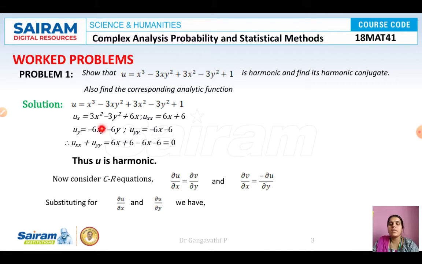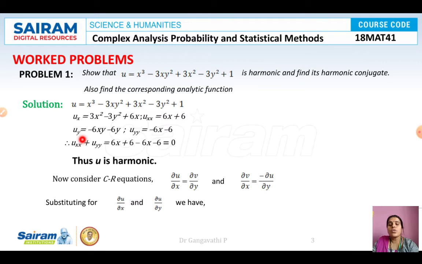So u has been given for us. Find ux. Differentiation of x cube is 3x square, differentiation of 3xy square gives 3y square, differentiation of 3x square is 6x, differentiation of 3y square is 0, and differentiation of 1 is 0. So that is our ux. Then uxx, the double differentiation of u, is 6x plus 6. Why are we doing this double differentiation? We are saying the function is harmonic, which means that it must satisfy del square phi equal to 0. That is the two-dimensional harmonic equation. So we need the two-dimensional derivatives. Differentiating ux again, we get uxx equal to 6x plus 6.